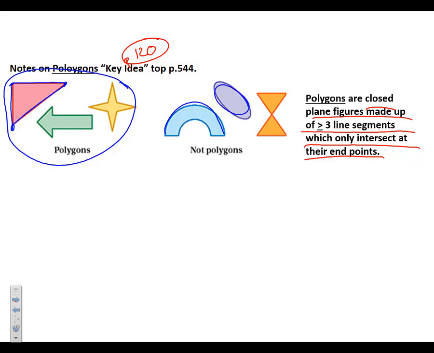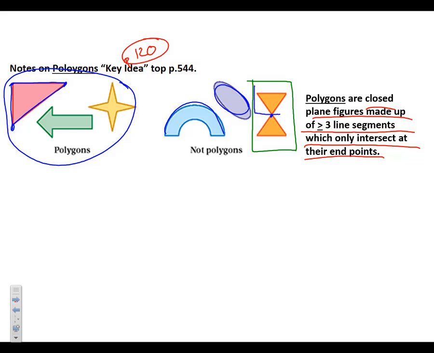I do have students, though, who do question me, so I'm going to talk about it right now. This particular figure right here, Mr. Ross, it's made up of 3 or more line segments. All those line segments are connecting at their endpoints, except 2. Ladies and gentlemen, if you look right in here, to take this figure as a whole, it is not a polygon, because those intersect at their midpoints.